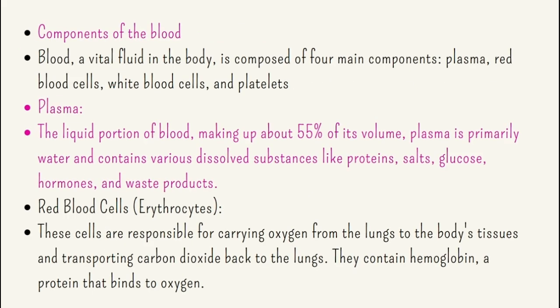So let's talk about the components of blood. If you do the circulatory system, you need to know the components of blood. What we have going on is the plasma. The plasma is the liquid part of the blood. It makes up about 55% of its volume. It is mainly water and contains various dissolved substances like proteins, salts, glucose, hormones, and waste products.